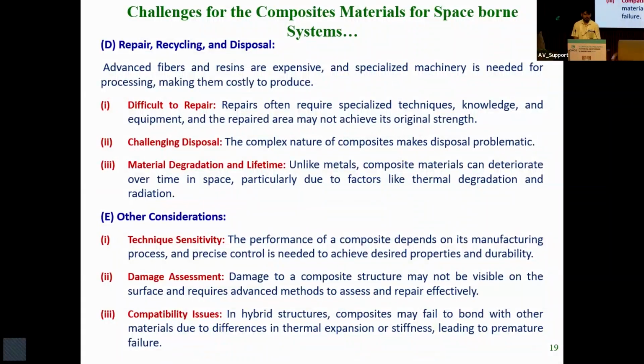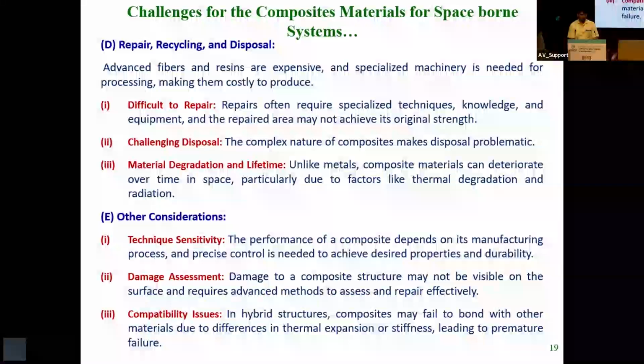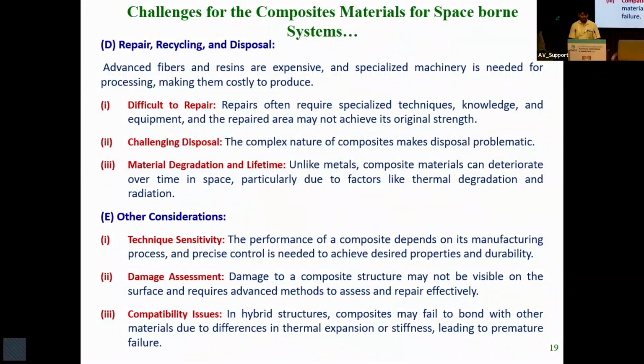Repair is also a challenge for composites, because first we have to investigate which kind of defects are there. Then we have to think about how we can repair them, and after repairing, we have to ensure that they have been repaired. Other considerations: as the earlier speaker also said, composite is a process-oriented material, highly dependent on the process. Then damage accessibility; we have to do real-time damage assessment. And compatibility: in hybrid manufacturing, we have to see whether it is compatible with other components or not.